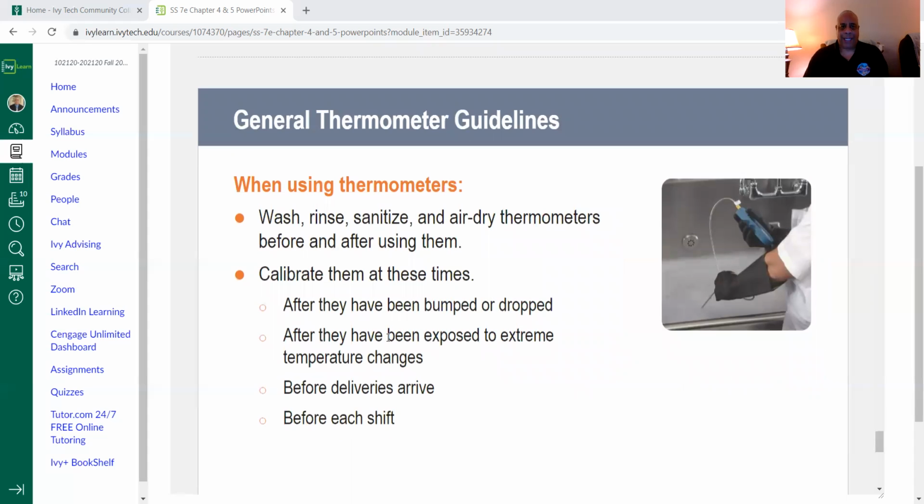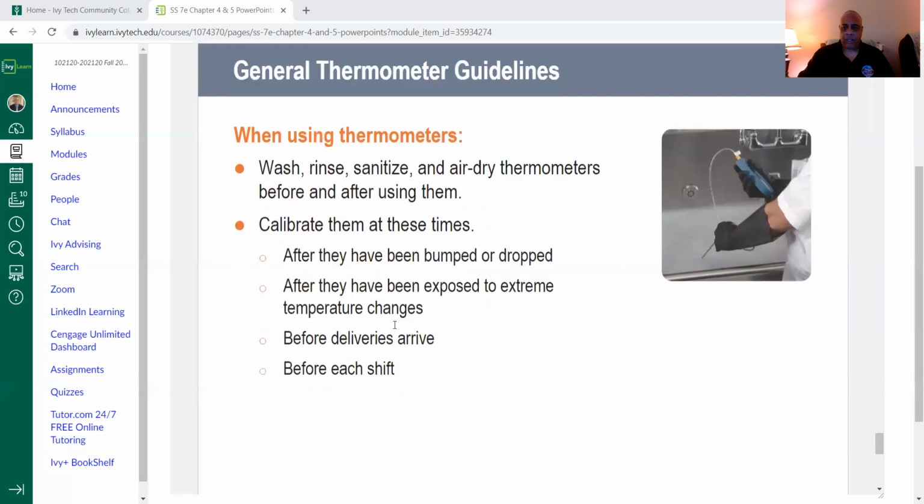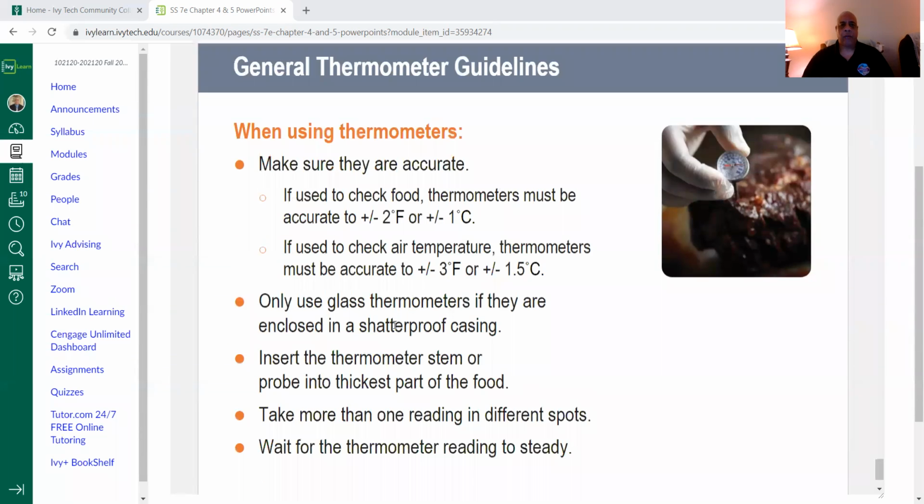Now, when it comes to general thermometer guidelines. When using thermometers, always wash, rinse, sanitize, and air dry thermometers before and after using them. Calibrate them at these times: after they have been bumped or dropped, after they have been exposed to extreme temperature changes, before deliveries arrive, and before each shift. Again, when using thermometers, make sure they are accurate.